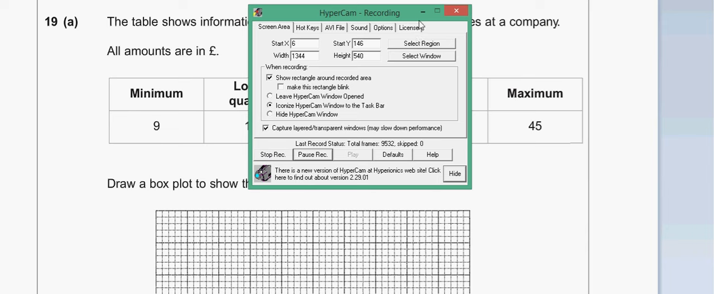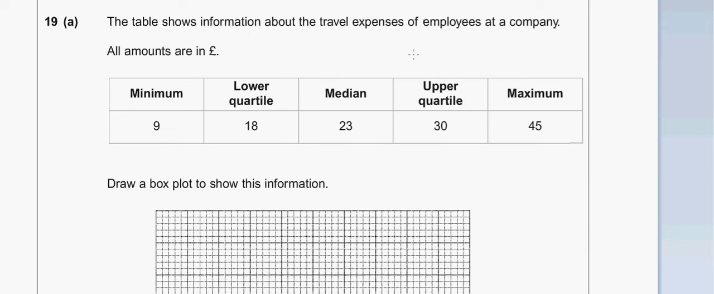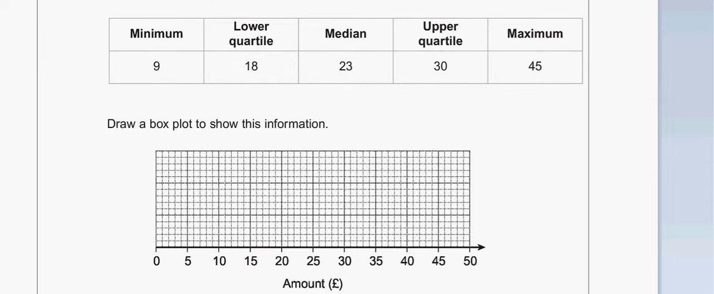Okay, so question 19a. The table shows information about the travel expenses of employees at a company. The amounts are in pounds. The minimum travel expenses was £9, the highest value was 45, lower quartile 18, upper quartile 30, and the median 23. All we've got to do is draw a box plot. So this is nice and simple. They've scaled everything up for us.